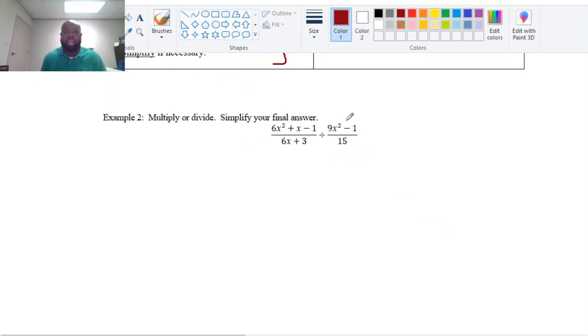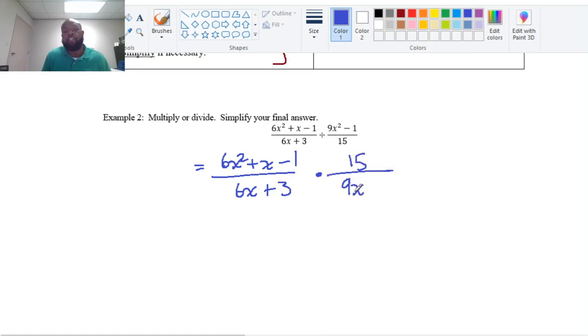And in this example, we actually have a division problem. What I'm going to do is once I see division, I'm going to immediately change that division to multiplication, and I'm going to multiply by the reciprocal, which means flip that second fraction. Now, we should already be experts at factoring. And so what I'm going to do here is I'm going to go ahead and factor.